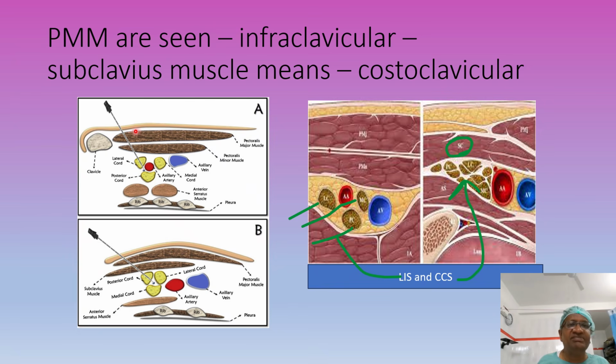Now, if the PMM is seen and in the infraclavicular region, if the PMM and subclavius are seen, then we are going into the costoclavicular. Okay, this means both pectoral muscles. We are infraclavicular. Go slightly medially. We will go away from pec minor and PMJ will be seen. Subclavius will come, and the axillary artery. Go lateral. We can see the cords. That is the costoclavicular space.